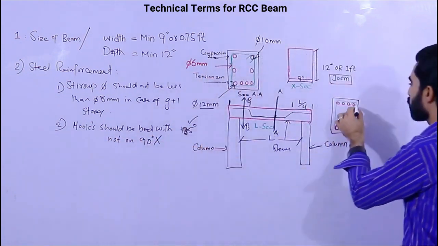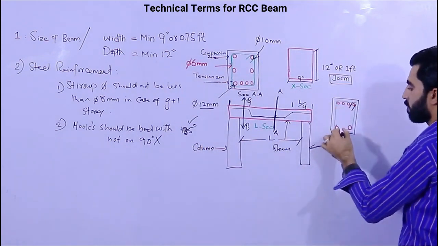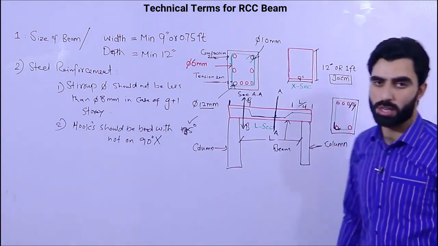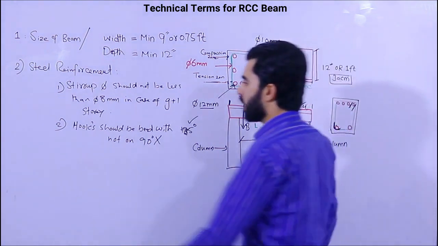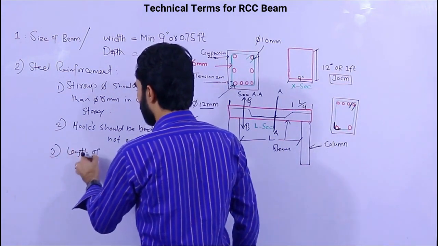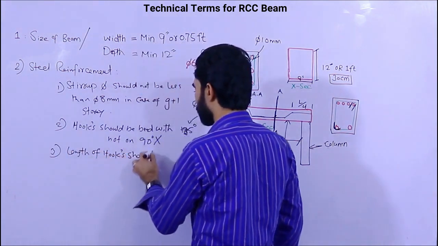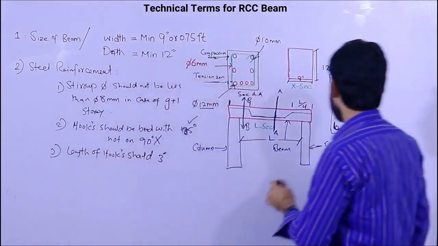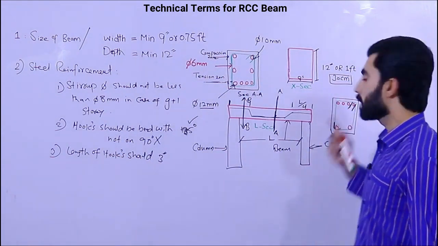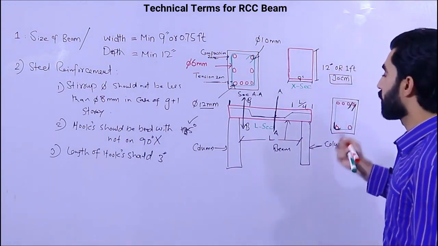As you can see, guys, the hooks are bent at 135 degrees, but in some cases you can see they are just making it like this. So this is 90 degrees, and this is wrong. It cannot resist an earthquake. So this is important. Now the third point is the length of hooks. The length of hooks should not be less than 3 inches. Try to keep this length at 3 inches. Okay, so guys, these are the steel reinforcement points.